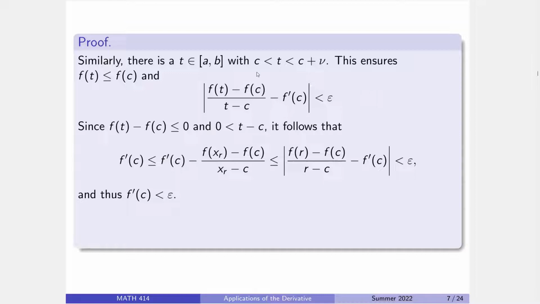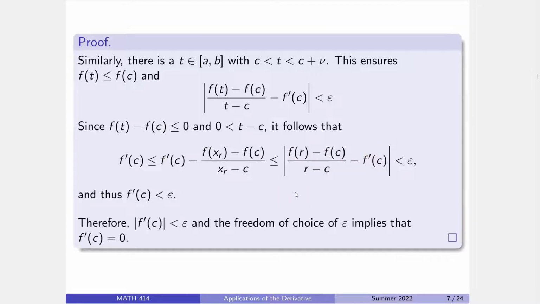Now, the only difference here is that this is positive and that is negative. So f prime of c is less than or equal to negative it. So note what I did there. This is, of course, less than or equal to the absolute value of this. And that's less than epsilon, so there we go. The derivative is less than epsilon in absolute value, so the derivative must equal 0. But boom, there we go. Proven.